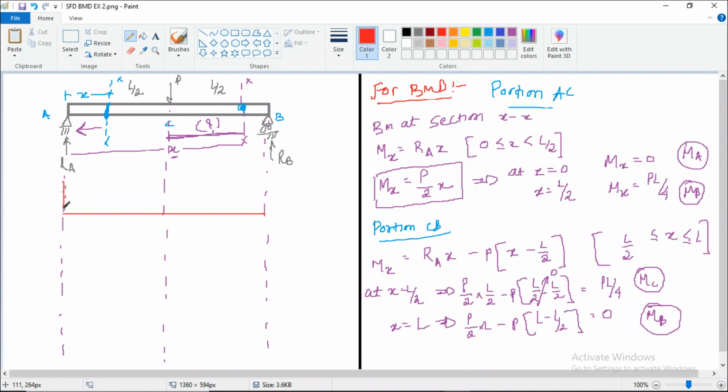So our shear force diagram was like this. This is point A, this is point B, this is point C. Here we had P by 2, here also P by 2, here it became minus P by 2 and minus P by 2. So this is termed as positive, this is termed as negative, and this is called shear force diagram. Now to draw the bending moment diagram, we draw it right below that.